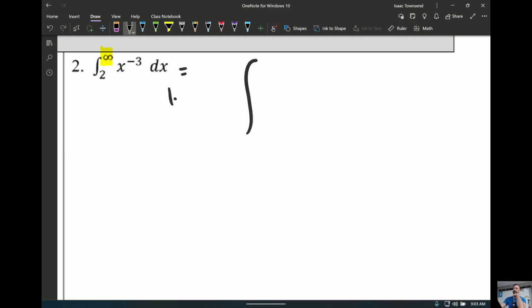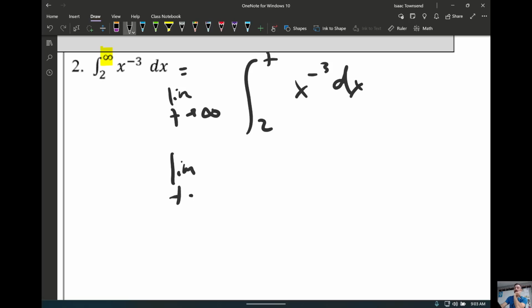Limit is t approaches infinity. Okay, so we need to deal with this infinity. We can change it to a t and do this limit. Keep everything else the same. Okay, somebody else tell me what is going to have to come next. We integrate. Okay, so try to integrate.